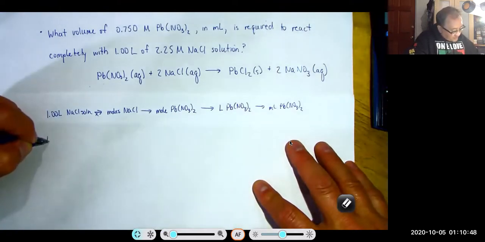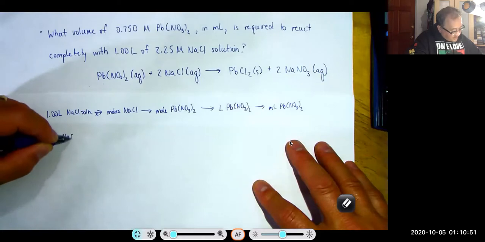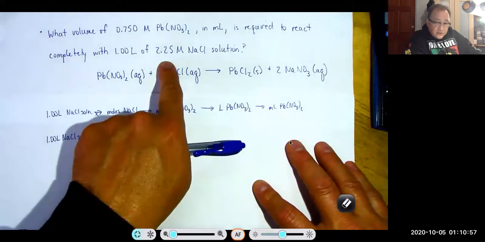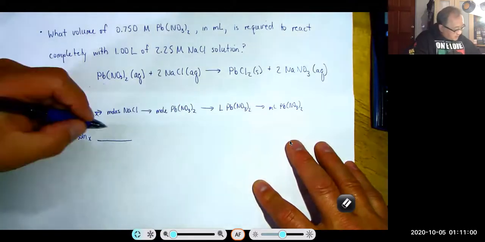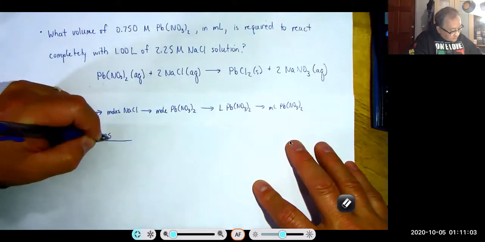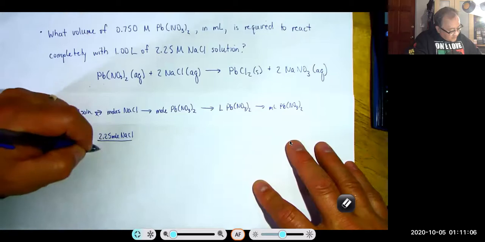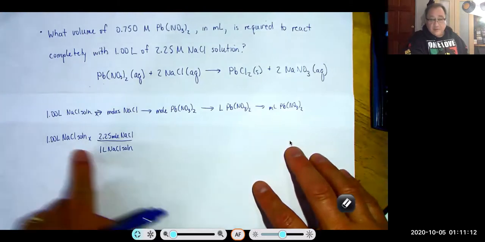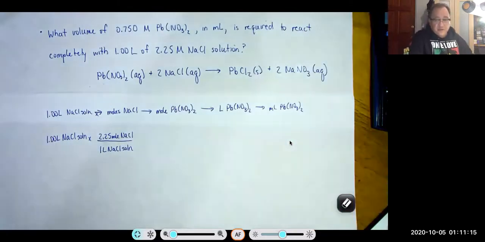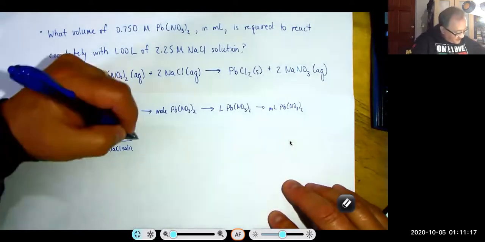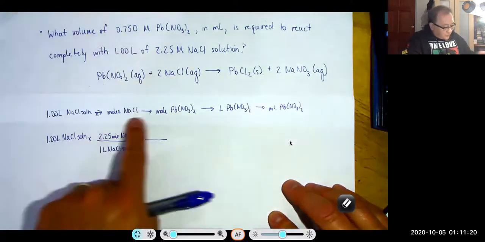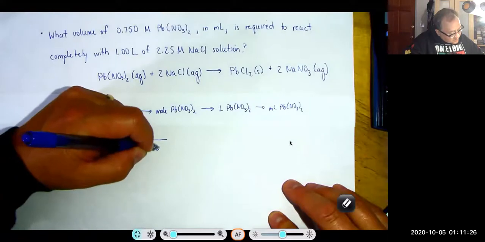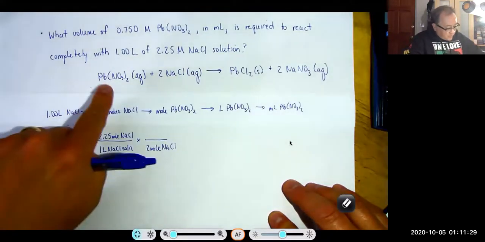So let's do that. 1.00 liters of sodium chloride solution times the concentration, 2.25 moles per liter. So here I'm going to put 2.25 moles of NaCl per 1 liter of NaCl solution. You can see why I really like to abbreviate solution; it would make things much longer if I wrote out the word. Then, to go from moles to moles, I'm going to have 2 moles of NaCl and 1 mole of lead 2 nitrate.